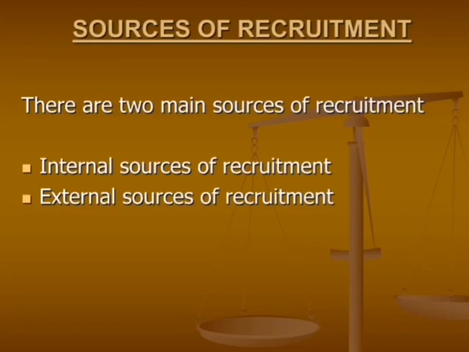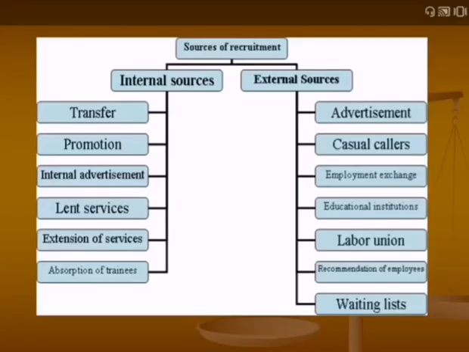Now come to the sources of recruitment. There are two main sources of recruitment. The first is internal sources and second is external sources. Internal sources of recruitment means recruitment from within the organization, and external sources of recruitment means recruitment from outside of the organization. So first we will understand internal sources. In internal sources, the first one is transfer. It means shifting the employees from one job to another. There is no drastic change in the pay or status of the employees. It generally remains the same.